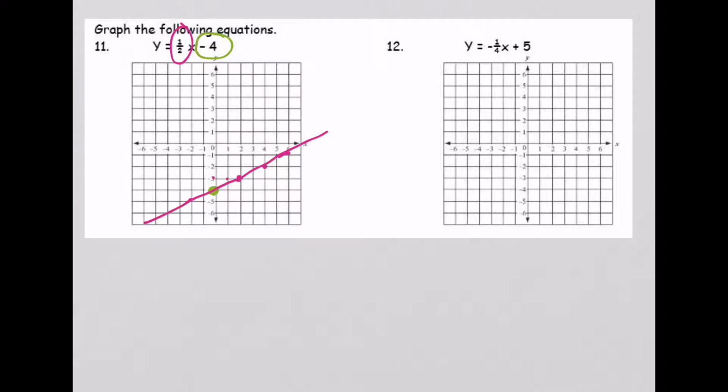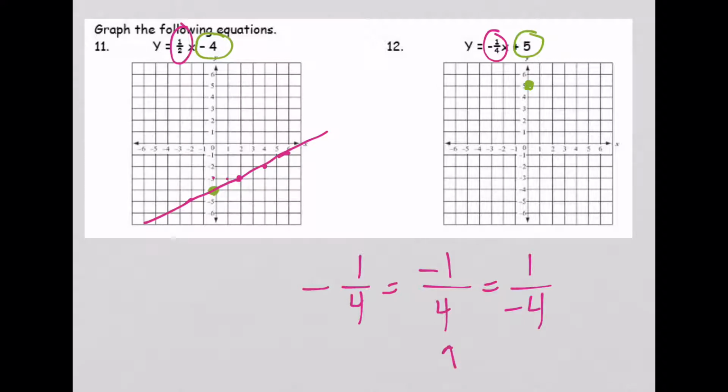Okay, number 12. Where do we start? We start at the 5. Boom. What's my slope? It's negative 1/4. Remember, negative 1/4 means you can go down 1 and over 4, or you could go up 1 and backwards 4. Only one negative direction. So I'm going to use this one right now, and I'm going to go down 1 over 4. 1, 2, 3, 4, and put my point.